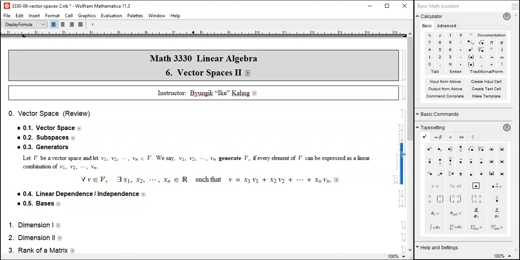Now, what further properties do we have about linear combination? There are 2 concepts that really stand out, and the final concept that combines those 2. One, generation. Let V be a vector space and V1, V2 all the way up to Vn be vectors in capital V. We say these vectors V1, V2 all the way up to Vn generate our vector space capital V if every element, every vector in capital V can be expressed as a linear combination of V1, V2 all the way up to Vn.